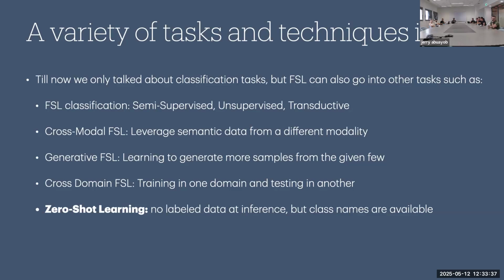But few shot learning is not only classification. There are also other tasks such as cross-modal few shot learning. All of the pipelines that I talked about until now were unimodal approaches, and some recent approaches employ data from a different modality, like text, where we can combine information from an image and its label word embedding to develop a better prototype of its class, for example, using the prototypical network.